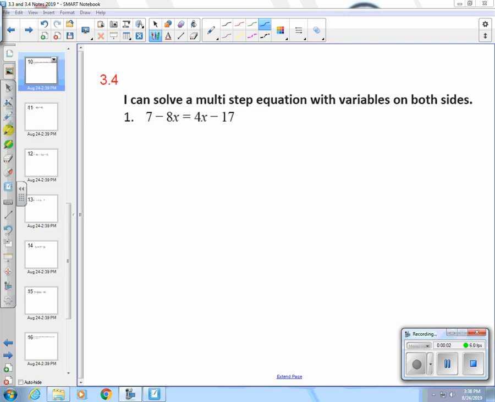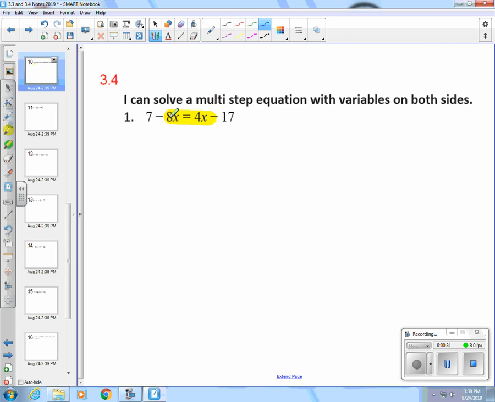Now we're on to section 3.4, which is to solve multi-step equations that have variables on both sides. As you can see in this problem that we have in front of us, there are x terms on both sides of the equal sign, and we either want to get x to the left or x to the right. It's usually easiest to move x left, but you can move it whichever way you want. We're going to use inverse operations to help us.